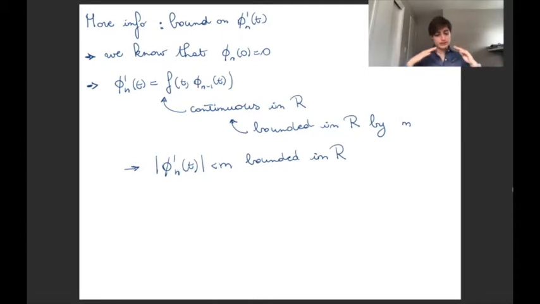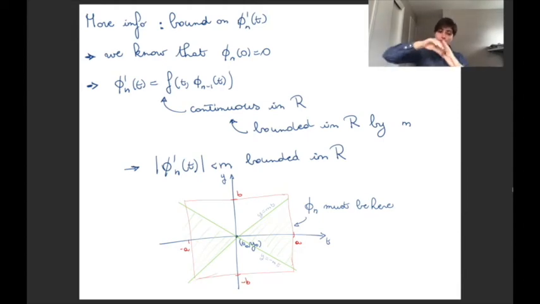So what it means is that phi prime cannot jump too fast because we know that it's bounded by m. If phi prime cannot jump too fast, it means that phi is restricted within a triangle. We know that it has to pass by (0, 0), and we know it cannot get over a certain triangle because its derivative is bounded. So we know that phi n must lie between y equals mt and y equals minus mt on both sides. So we know the area in which phi n must be.